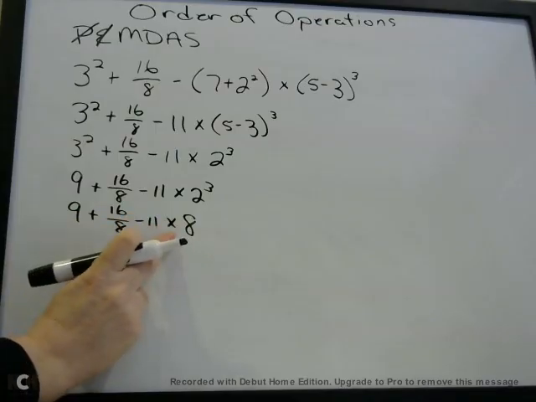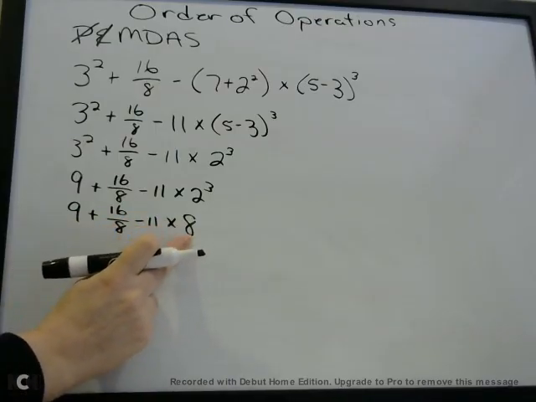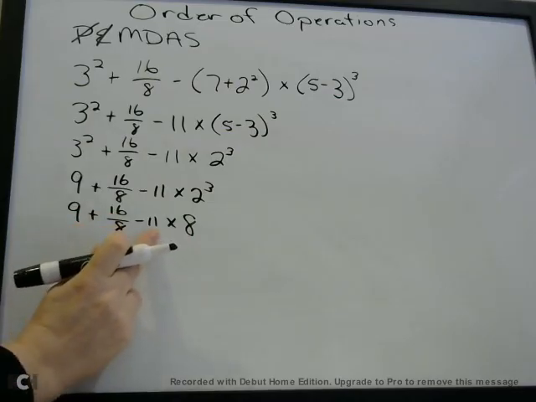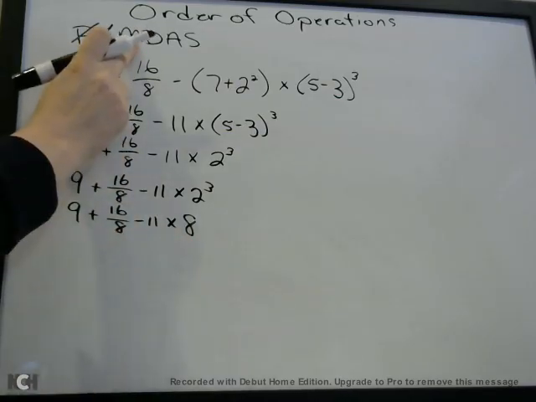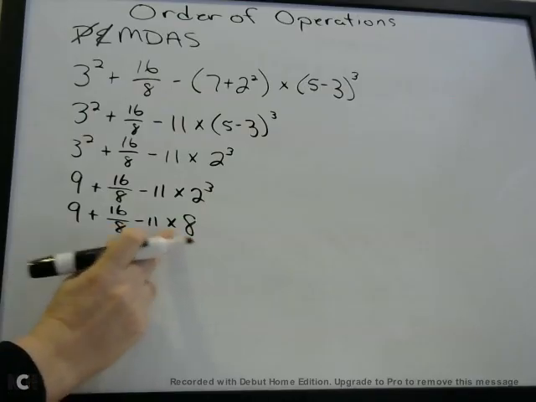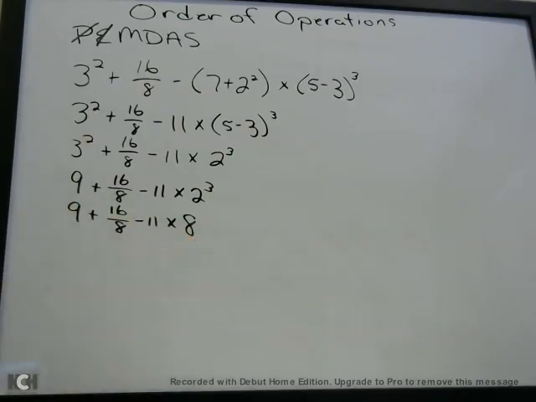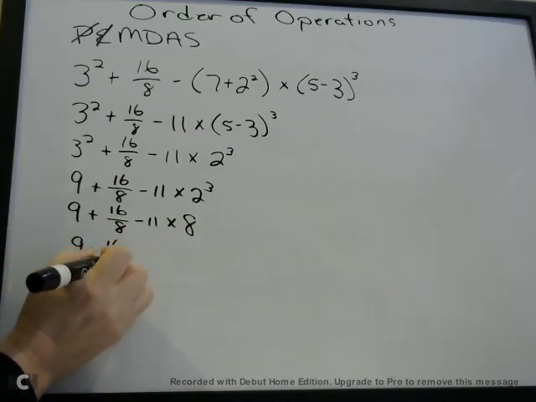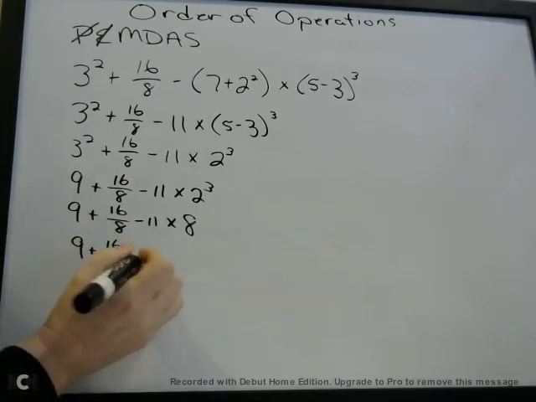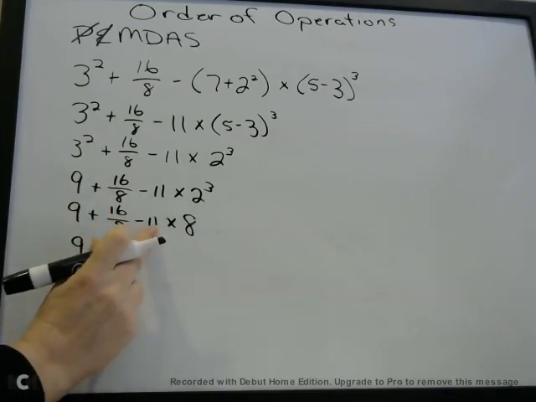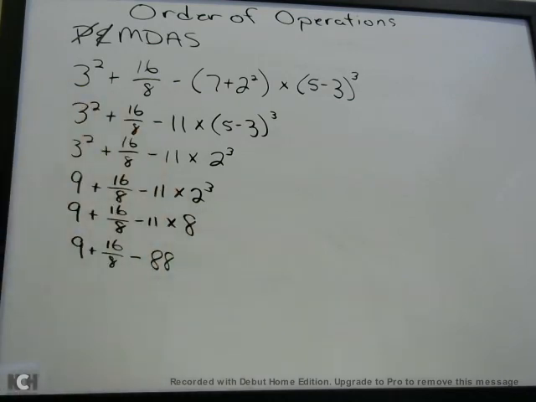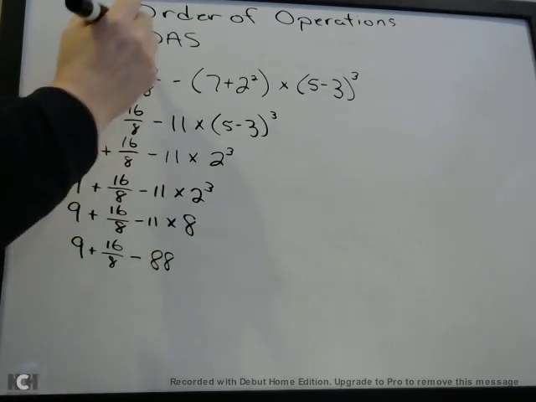We do have one multiplication, 11 times 8. So again, we're not going to evaluate this left to right. We're doing the multiplication part of this because we're on M. Multiplication is 11 times 8. Well, we know that 11 times 8 is 88. So again, I'm just copying down what we have and then evaluating this expression. 11 times 8 is 88. So I write 88 there. So now we're done with multiplication.